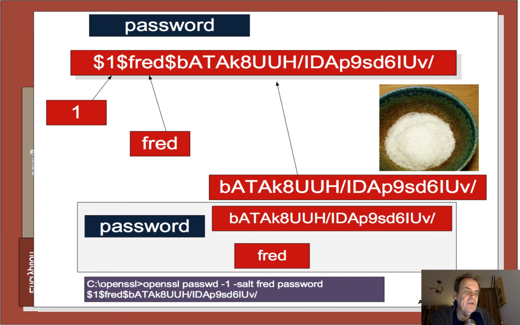Okay, so when the user logs in, the system will take their password, it will take the salt, and it will recompute the hash with the salt and see if they get the same value. In this case, it does. When we use OpenSSL, we get the same value here as what's in here, so the user has used the correct password.